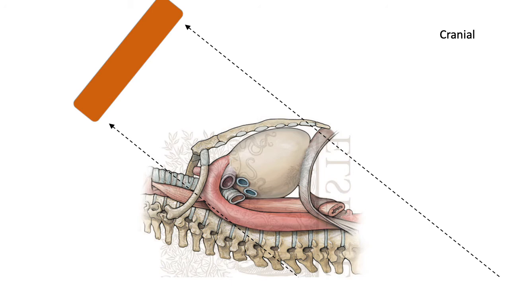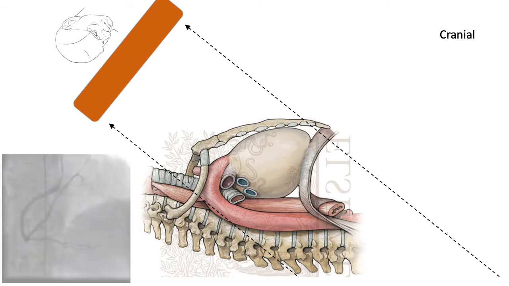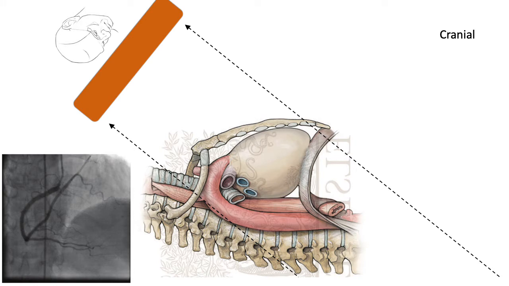In this image, you can see how the collecting tube, or your face, has moved towards the patient's head. This will provide you with a cranial view. The image that is projected onto here will be that obtained between the two dotted arrows. And you can see how the diaphragm, which abuts the heart, is going to be prominent in this image. So a clue to a cranial projection is the prominence of the diaphragm in the image.